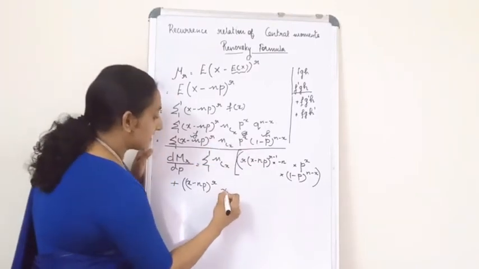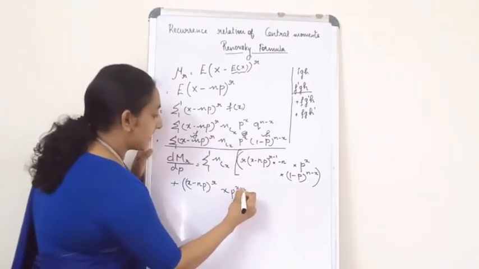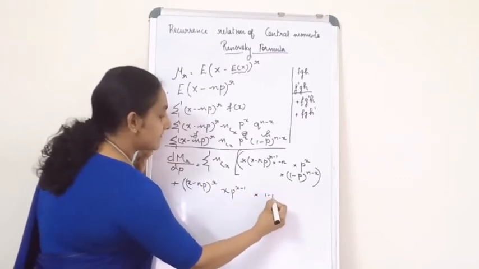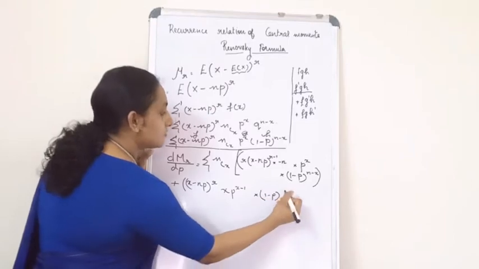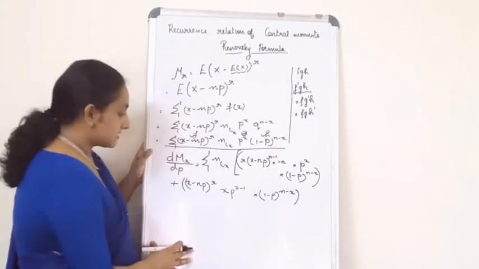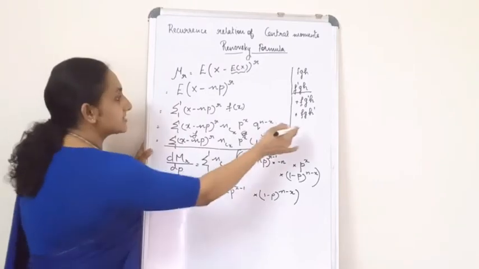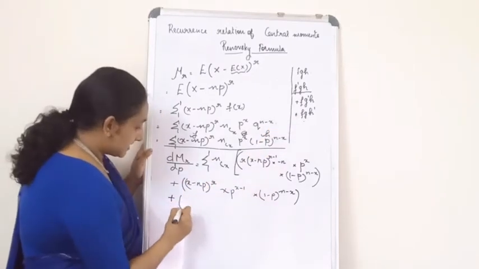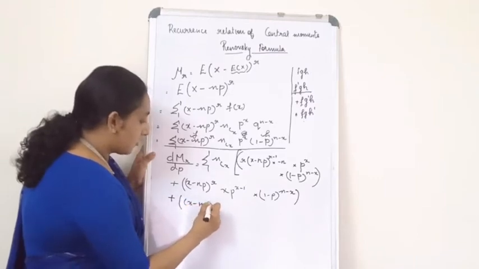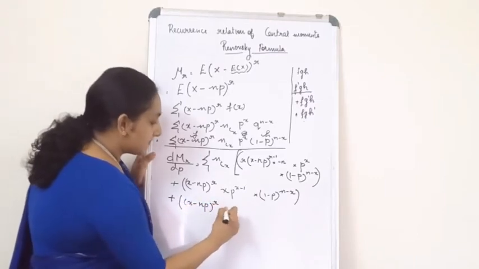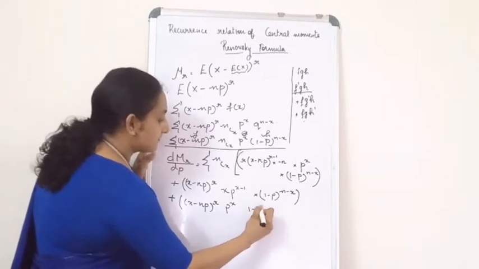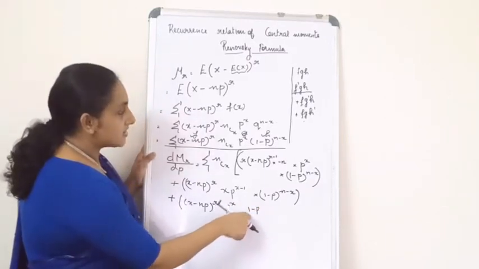So what is p raised to x? x into p raised to x minus 1 multiplied by 1 minus p the whole raised to n minus x. Okay, I'm going to close this bracket, plus the last and the final term. What is it? (x minus np) the whole raised to r, p raised to x, now 1 minus p. Now what should I differentiate now?